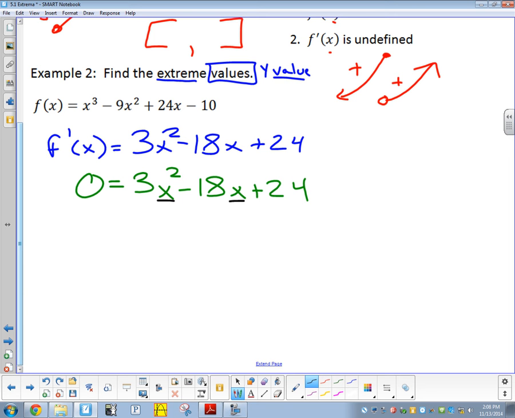Let's factor it. What could I take out of everything in terms of factoring? They all have a 3 in them, so let's take the 3 out. That will make the numbers a little bit easier. So take a 3 out. It gives me x squared minus 6x plus 8. The 3 doesn't really even matter anymore because if I divide everything by 3, my answers are still the same. So I'm just going to disregard it.